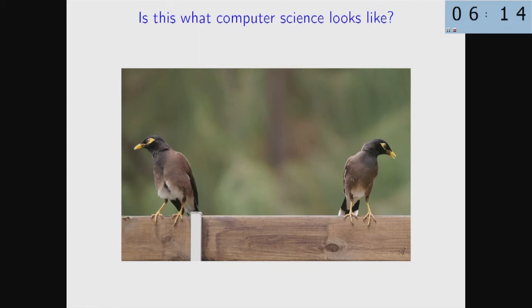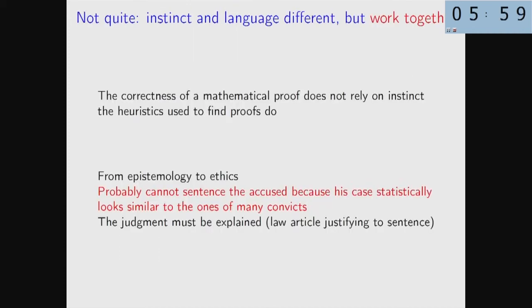So is it what computer science looks like? You have machine learning on the left, you have formal methods on the right, and these people don't talk much to one another. And I think it is not the case, because of course, instinct and language are very different, but they can work together. So what does it mean?